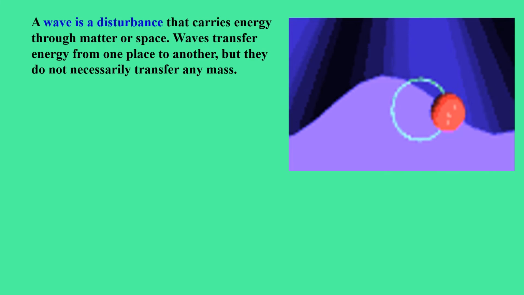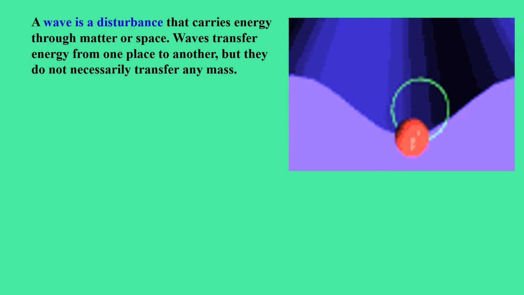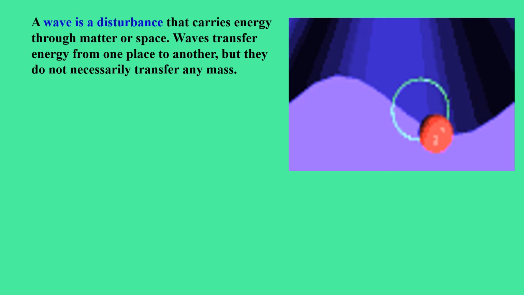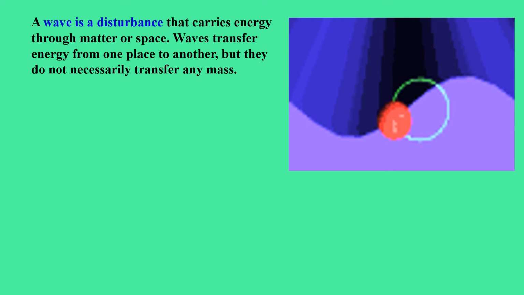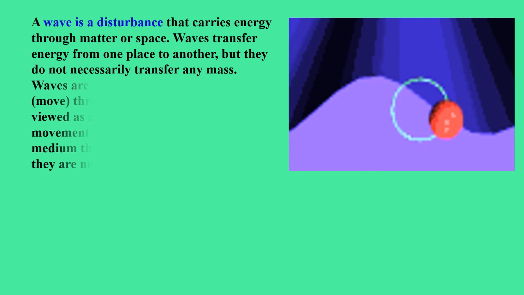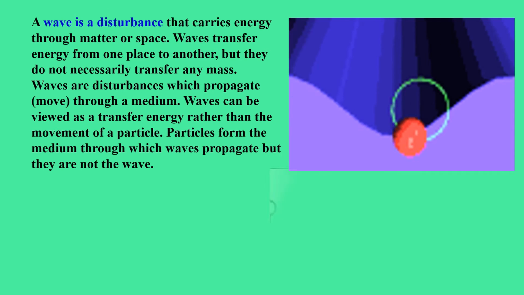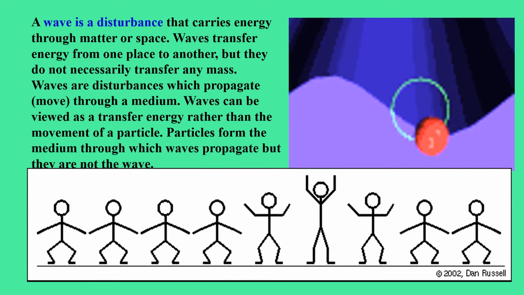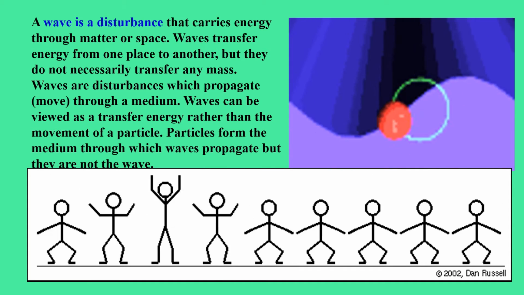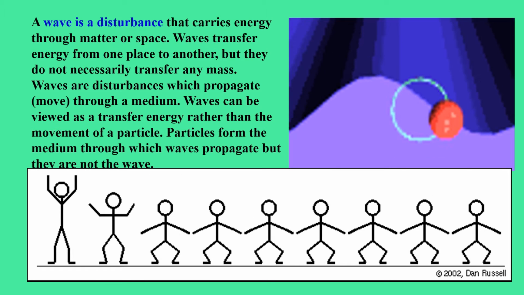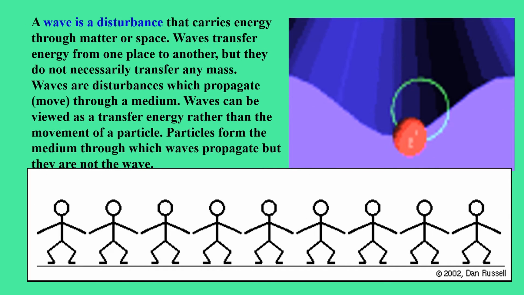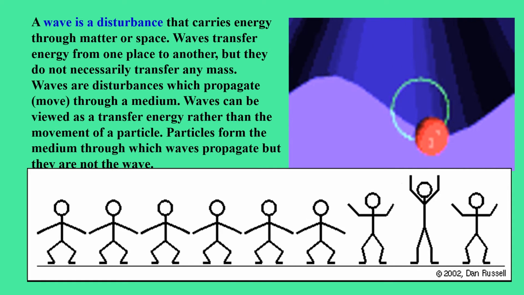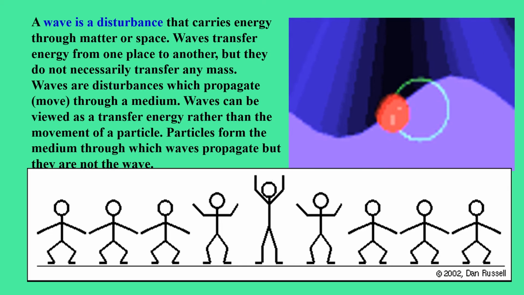A wave is a disturbance that carries energy through matter or space. Waves transfer energy from one place to another, but they do not necessarily transfer any mass. Waves are disturbances which propagate or move through a medium. Waves can be viewed as a transfer of energy rather than the movement of a particle. Particles form the medium through which the waves propagate, but they are not the wave.